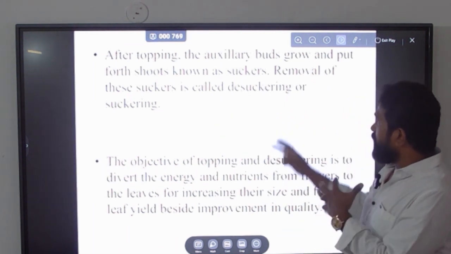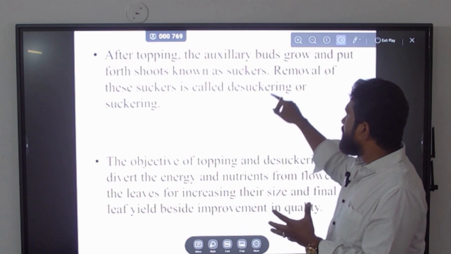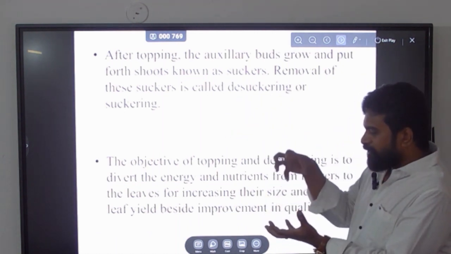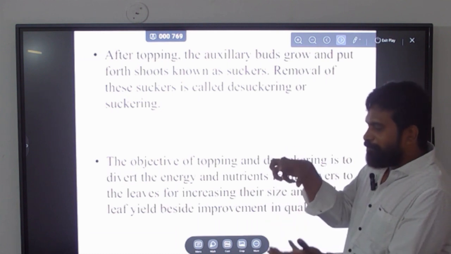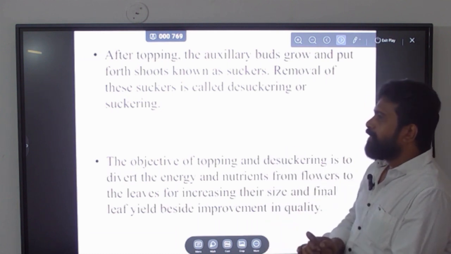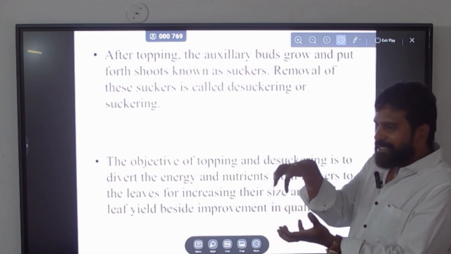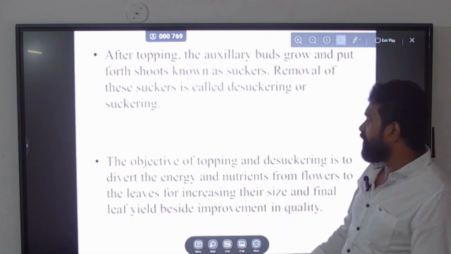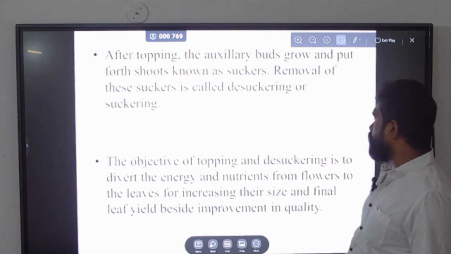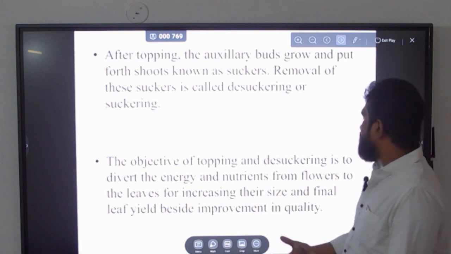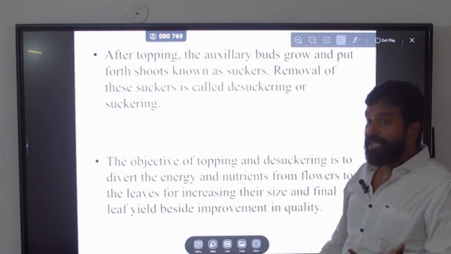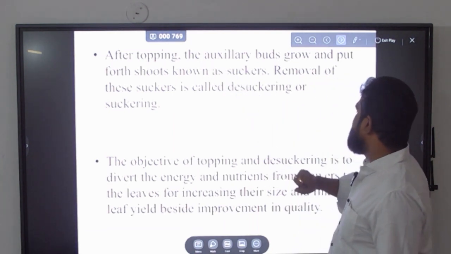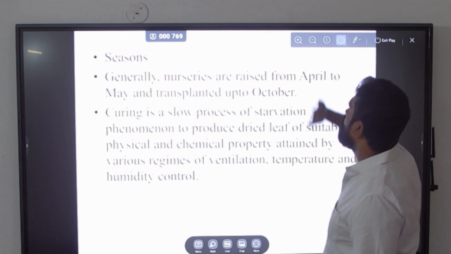Why do we have to do this topping, desuckering or suckering? If a flower is coming on the tobacco plant and you cut those buds, axillary buds, flowers and all, the energy gets diverted to the leaves, so they increase in size and we get a good yield. So this process of topping as well as desuckering is important for tobacco.